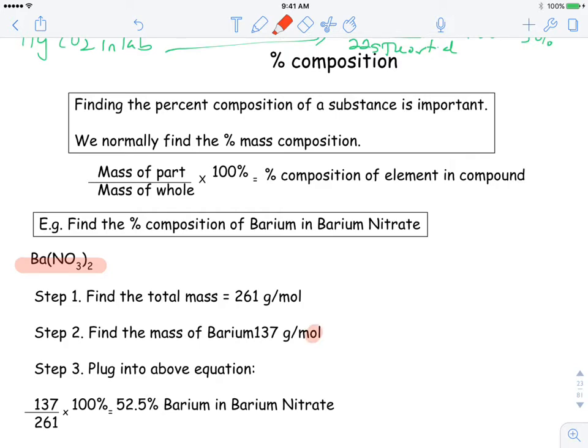So find the total mass. You go to the periodic table, you look up the total mass, use the mass of barium, which is 137, and then you plug it into the equation. 137 over 261 times 100 gives you the percentage. That should be easy for you.